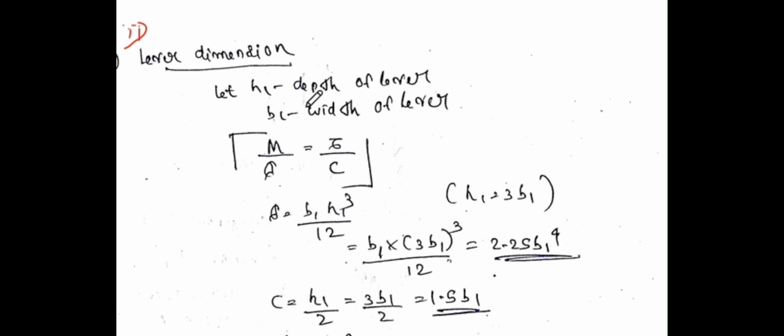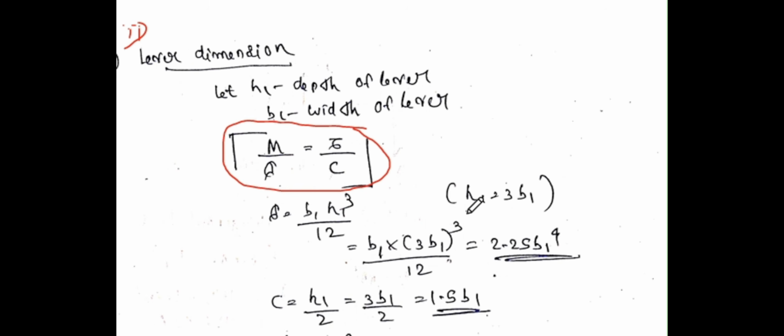Before that, you should know some terms. H1 will be the depth of the lever, B1 will be the width of the lever. This will be the basic equation between moment, inertia and stress, which we will take to solve the problem. Each term you need to find. I is the moment of inertia. In this case it will be b h1 cubed by 12. I just wrote it as b h1, but generally it is b h cubed by 12, based on its thickness and width.